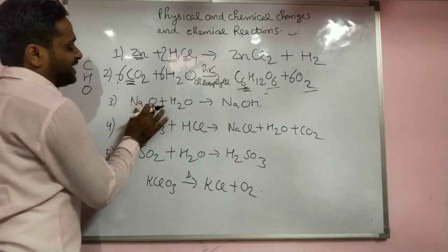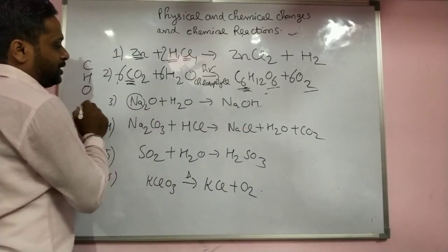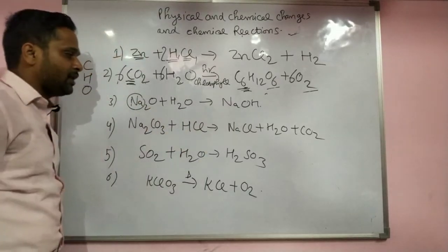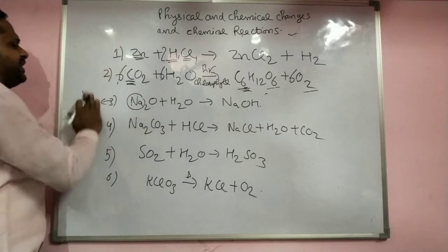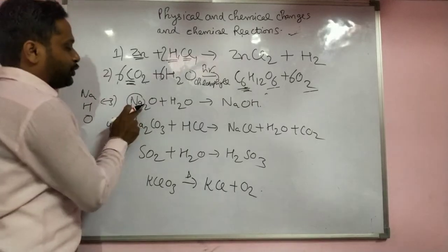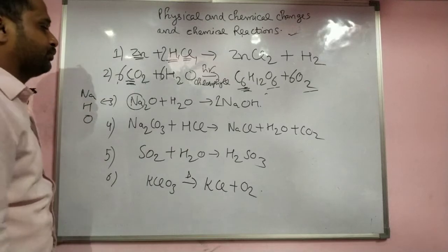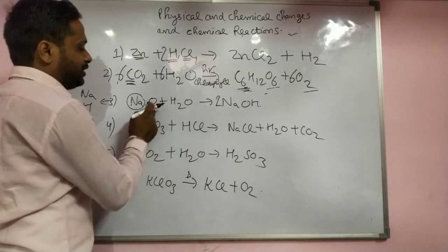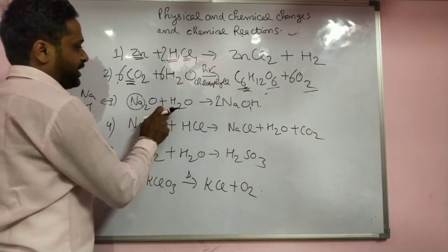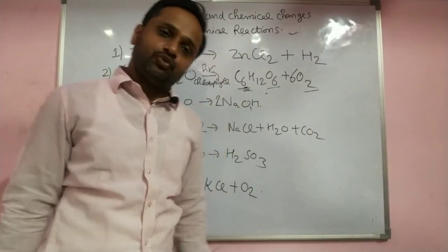Now the third equation: metal oxide plus water gives us a base. First of all, see how many elements are there. 3. First is sodium, then hydrogen, oxygen. Oxygen and hydrogen at last. Sodium 2, sodium 1. So you should multiply with 2. Now you see oxygen, 1 and 1, 2. So 2 on both sides is balanced. Hydrogen: here 2, here 2. You are able to balance the equation very easily, students.